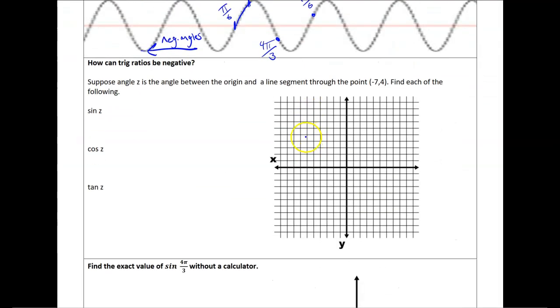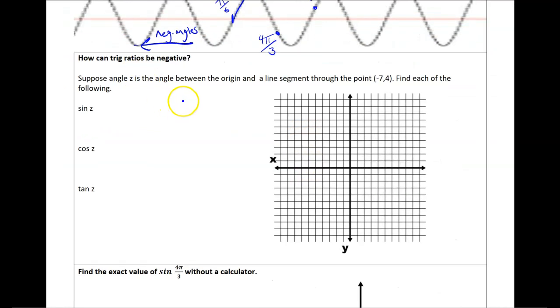To do that, instead of a triangle, we're going to consider a line segment on the coordinate plane. So we have a line segment through this point, and I'm just going to draw the point. Hopefully I count correctly here. So that's the point -7, 4. And we're told that this angle is called z. We're going to find sine, cosine, and tangent of z. Right? And notice our angle goes down to the x-axis. It's not this angle. That's going to be important later.